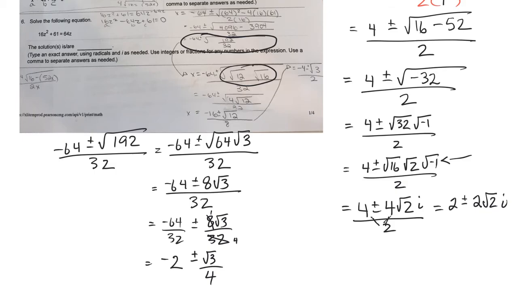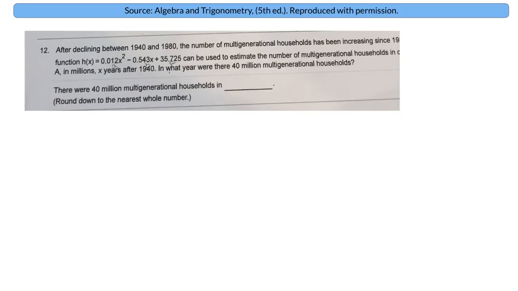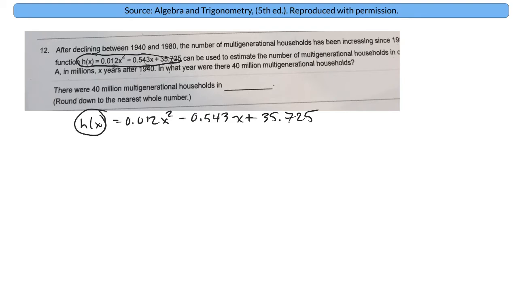Now here's a couple other ones. So this first one, they give you a quadratic function right there. And I'll just sort of give you an idea of how to go about it. So here's my function, 0.012x squared minus 0.543x plus 35.725. And this stands for how many multi-generational households there are. So they say, in what year were there 40 of those, or 40 million? And we're just going to use the 40.